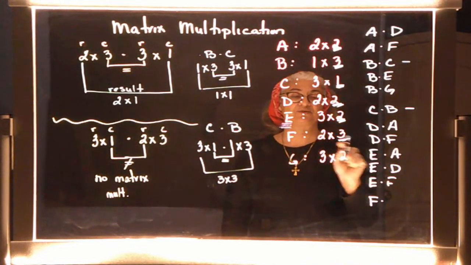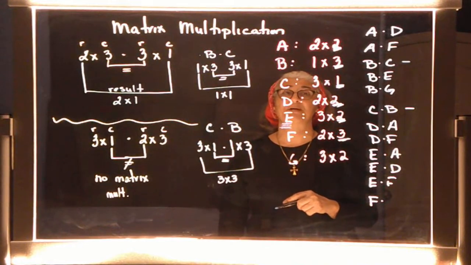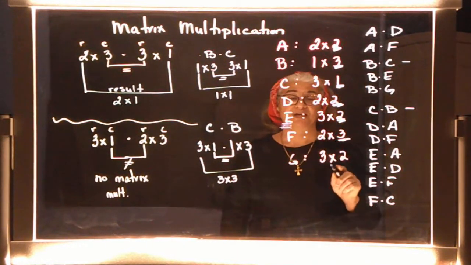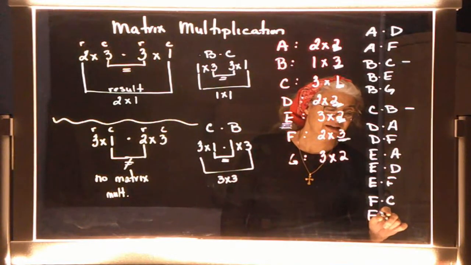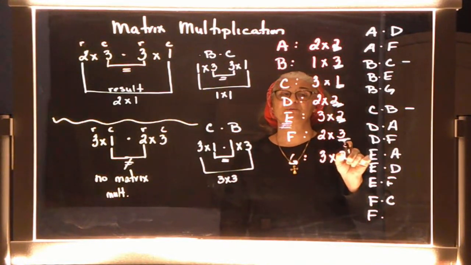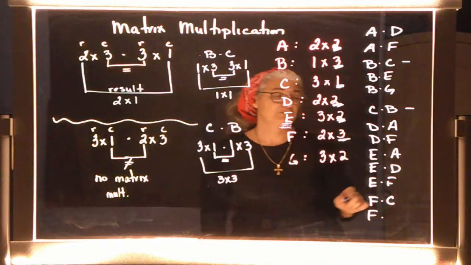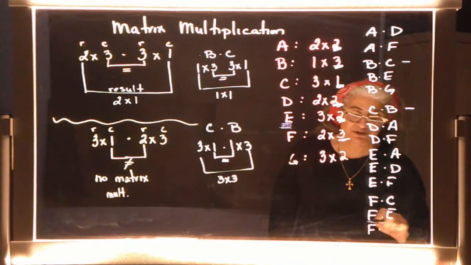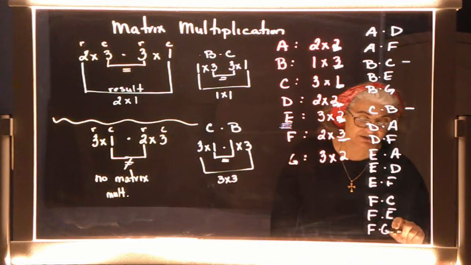What about matrix F? It ends in a 3. So what could you multiply it by? Good, you can multiply it by C. And matrix F ends in a 3. What else? Good, you can multiply it by E. And it looks like you could also multiply it by G, couldn't you?